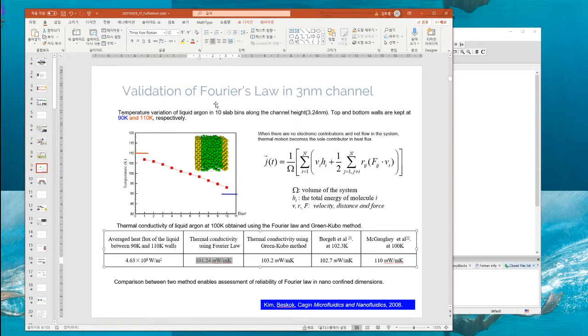Probably Fourier must have been thinking about that too, but I think he didn't have any tool to validate his theories at the 3 nanometer scale, because he didn't have a computer and he didn't have molecular dynamics tools either. But I'm sure that he knew about it, and I think he had visions about that too. And it took almost 200 years to get there.